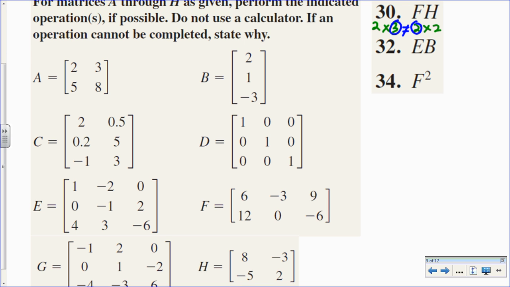It says if an operation cannot be completed, state why. It is acceptable to write it out just like that. You could write it out in words. You could say the columns of F don't equal the rows of H. On that kind of problem, you can't change the order. You have to do it like that. So you would say not possible.